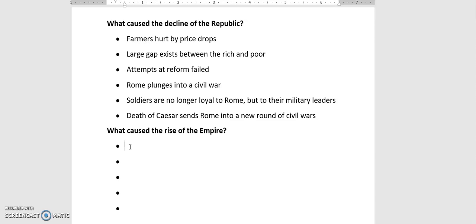Octavian, Caesar's grandnephew, is finally going to defeat Mark Antony and his queen, who is Cleopatra in Egypt. So Mark Antony and Cleopatra are actually in Egypt at this time, and they are going to get defeated, and then Octavian's going to take over. Now, let's go ahead and add this here.